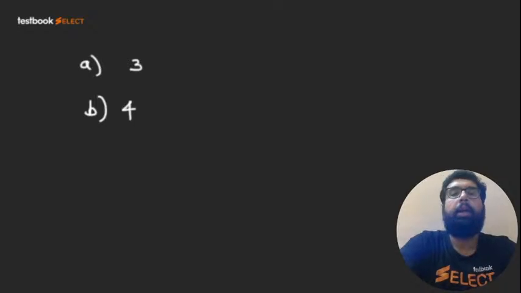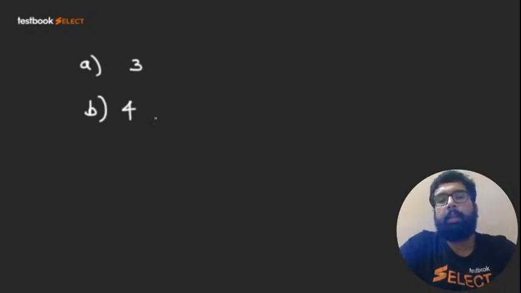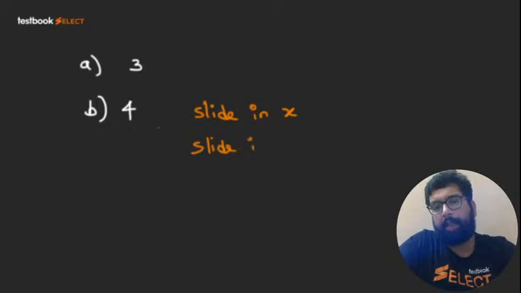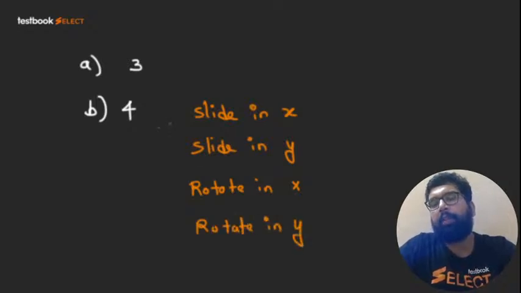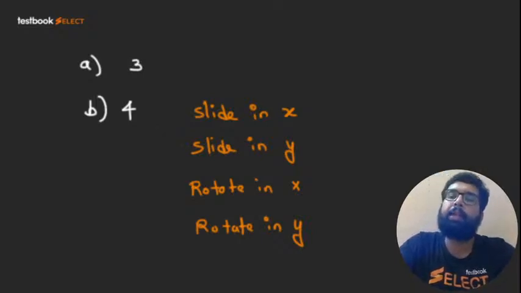Okay. So sometimes people think it is 4. When you are seeing it, some of you might be thinking, sir, it will be 4. How will it be 4? One will say, sir, slide in X direction, this is one motion. Slide in Y direction, this is another motion. Rotate in X and rotate in Y. Now when you are watching this video, if you are giving the answer 4, definitely this is something that is coming in your mind.